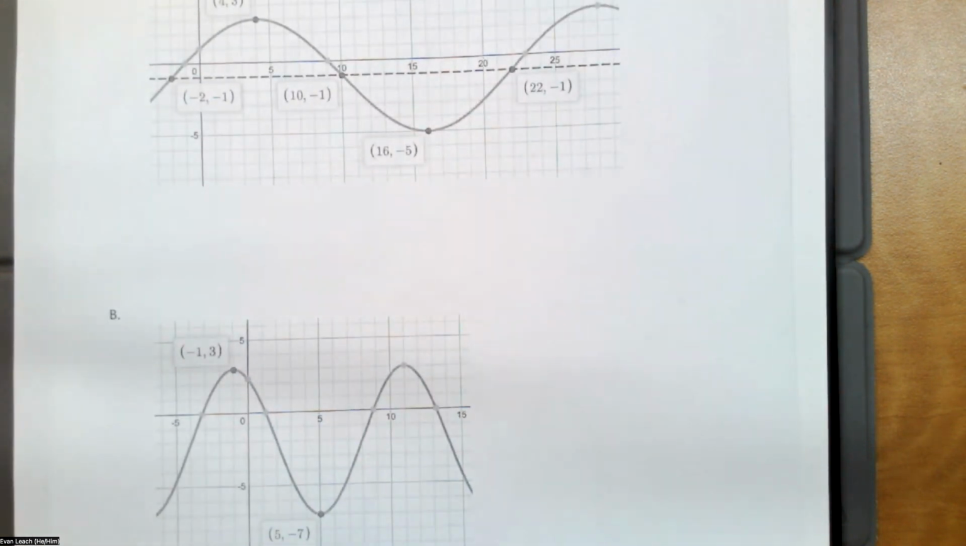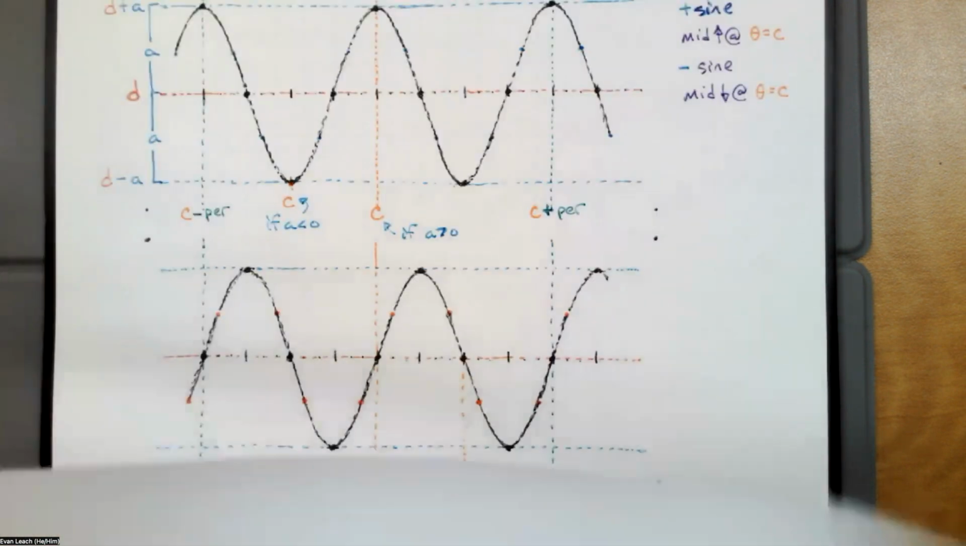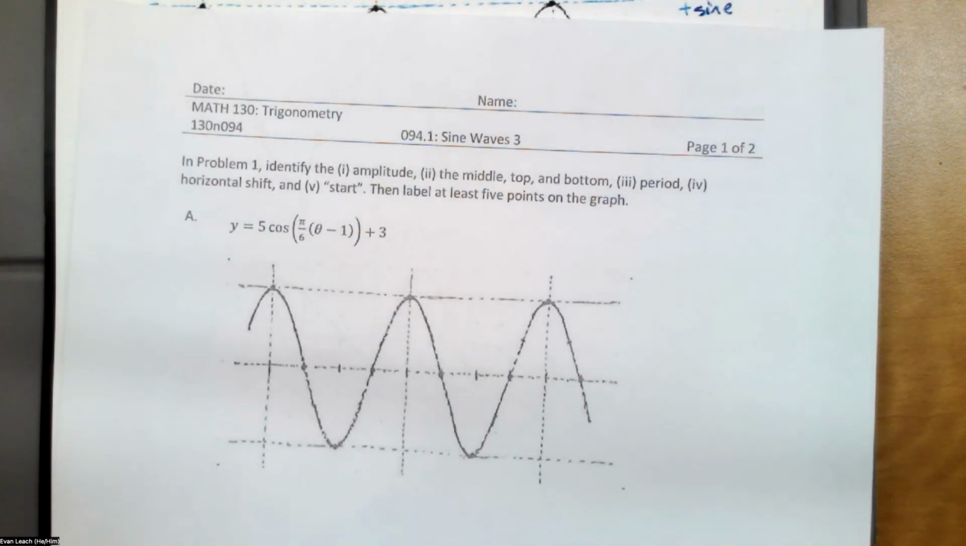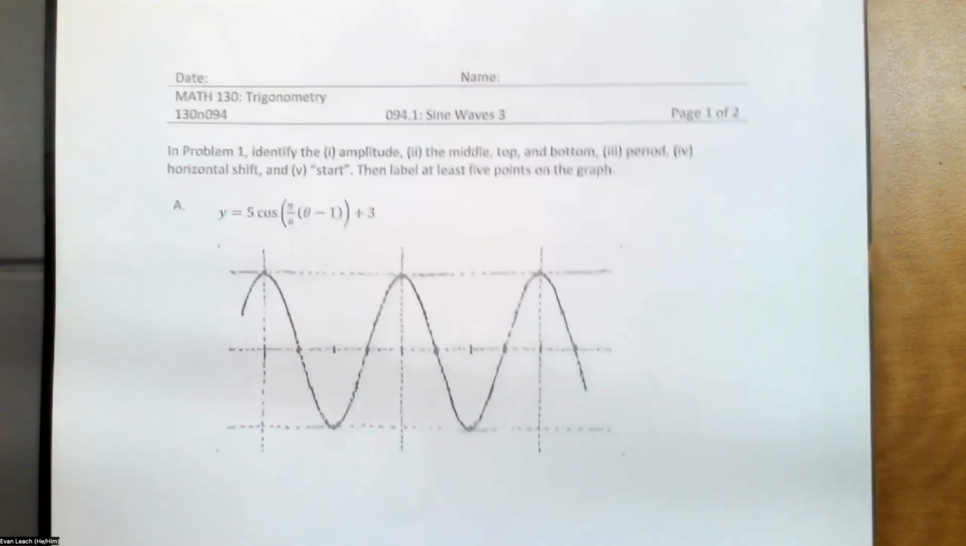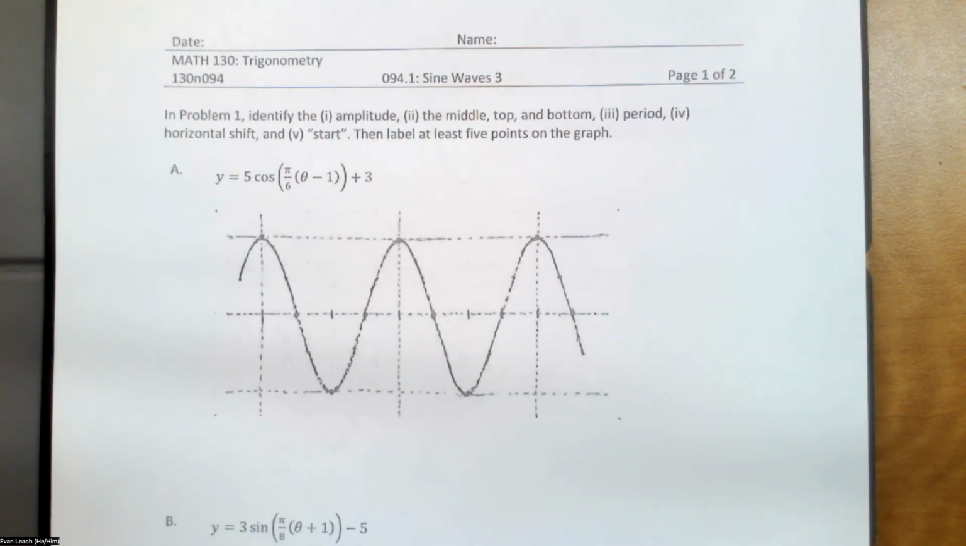And then there's another one. The difficult part in problem 2 is that there are 4 different ways we could describe any sine wave: plus or minus cosine, plus or minus sine. You've just got to pick one. All right, so take a few minutes. Think about amplitude, middle, top, bottom, period, horizontal shift, where it starts. Then label a bunch of points. Please.